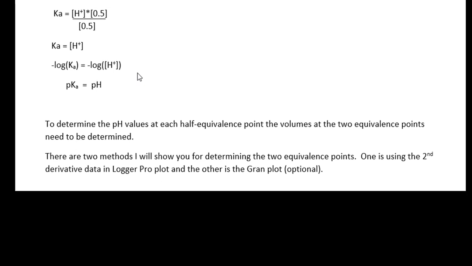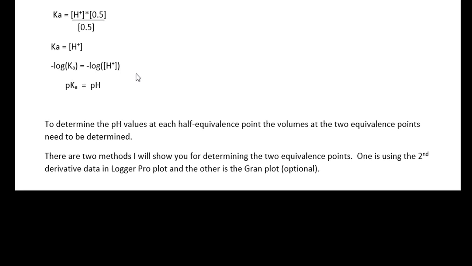So to determine the pH values at half equivalence point, the two volumes at the two equivalence points need to be determined. To do this, we're going to use the second derivative of the pH and volume data. That's one method, and we could do that right in Logger Pro. It's actually quite easy. The other method is using a Gran plot, and this is something that's optional for you. You don't need to submit this in your lab spreadsheet or in your lab notes. The Gran plot is pretty handy if you don't have the means to generate the second derivative in an efficient manner, or you simply don't want to generate the second derivative of the data.